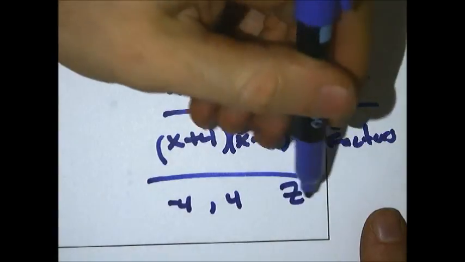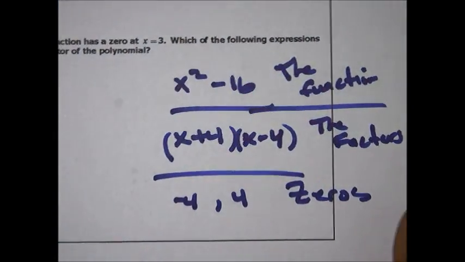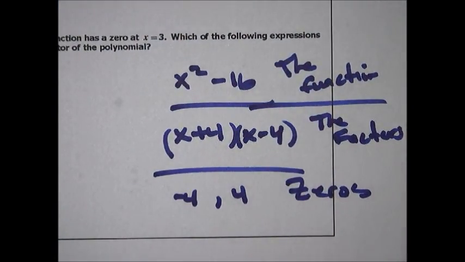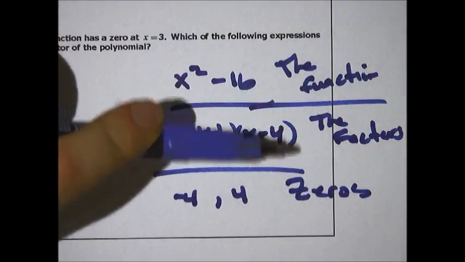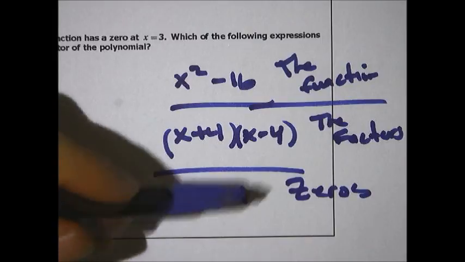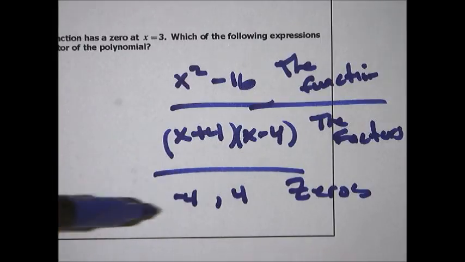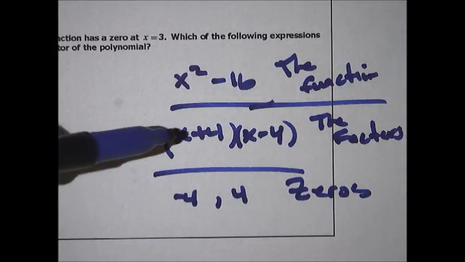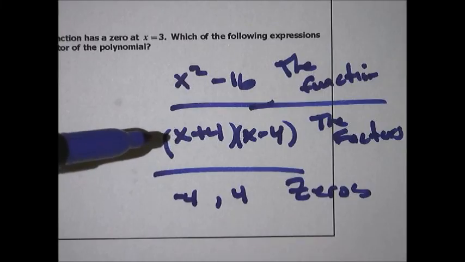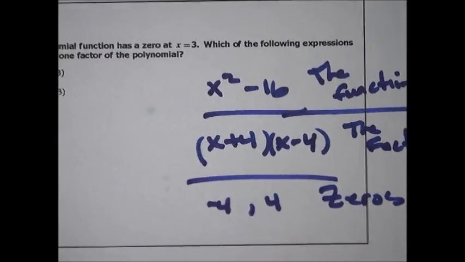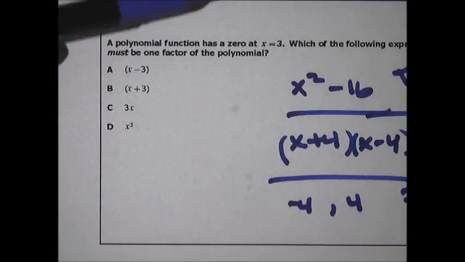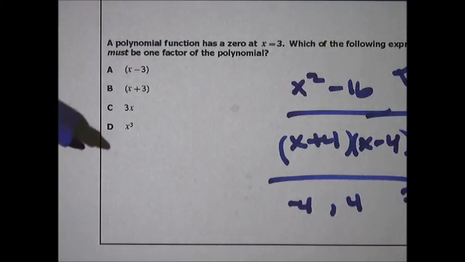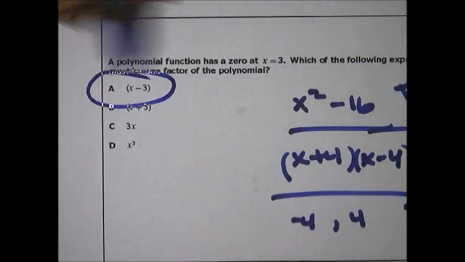These are the zeros, roots, solutions, answers, intercepts. So if I had a 0 at 4, the factor before I solved for the 0 is the reverse of that. That would be x minus 4. Same thing with negative 4 is a 0. That means its factor had to be x plus 4. So as far as this problem goes, if I have a 0 at 3, before it was a 0, its factor had to be x minus 3, choice A.